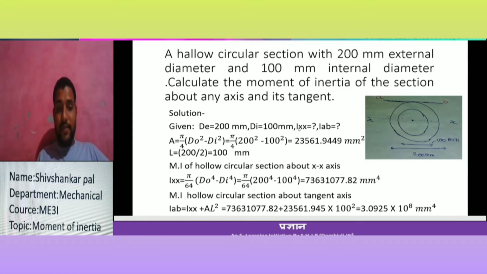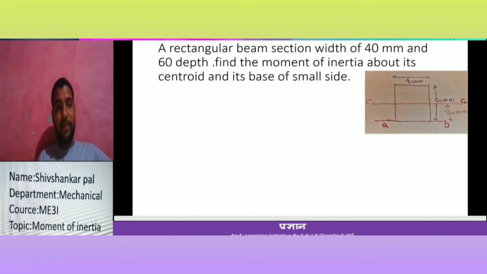The question asks for the moment of inertia about the centroidal axis and the moment of inertia about the tangent axis. That is clear. Okay, done. Continue to the next problem.